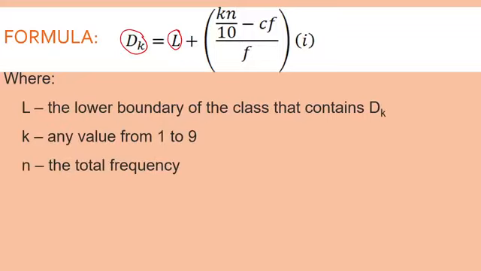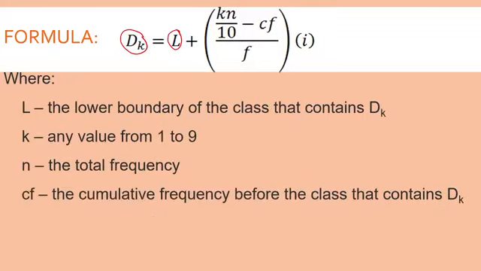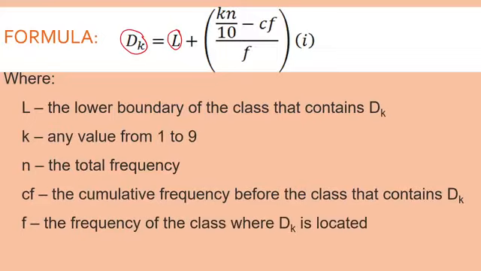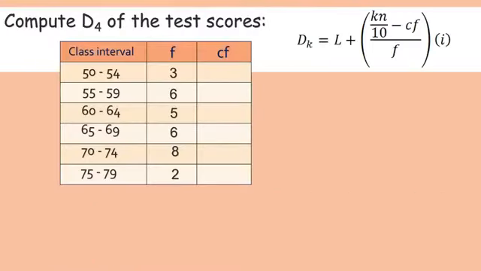N is the total frequency. CF, that's the cumulative frequency before the class that contains the decile we are looking for. F is the frequency of the class where the decile we are looking for is located. And I is the class size. Now, let's have our first example.